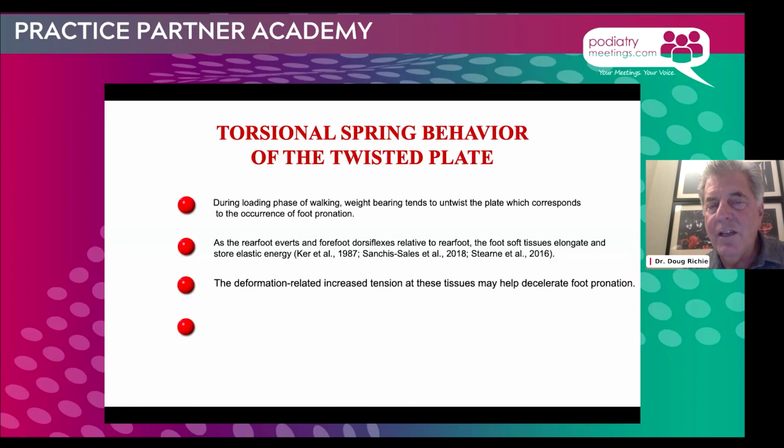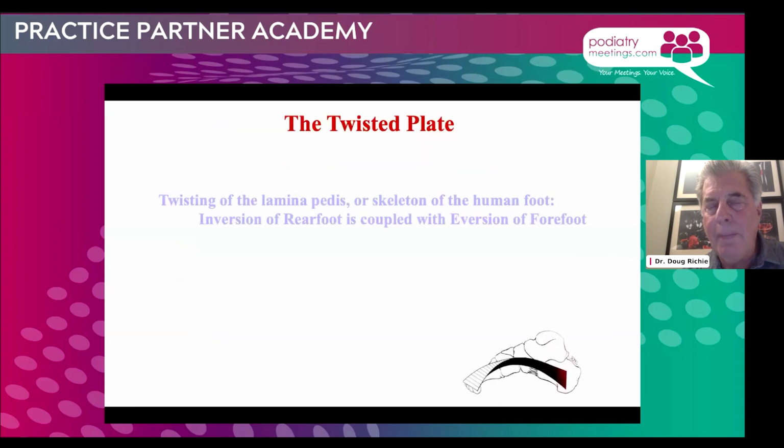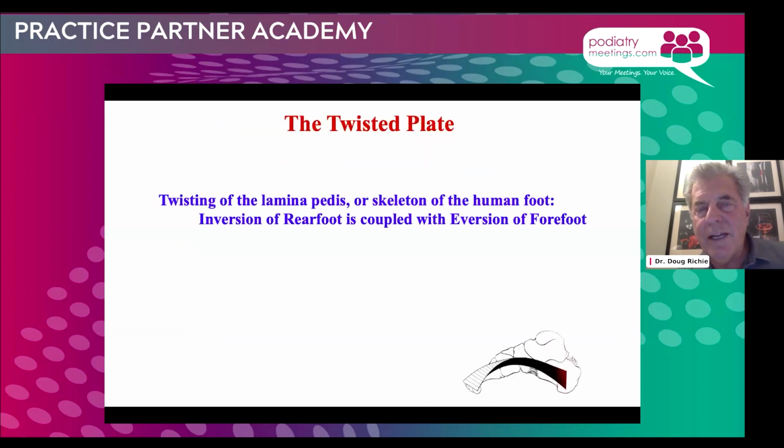The deformation, increased tension in these tissues, will later decelerate foot pronation and certainly aid in propulsion or push off of the foot, as energy is stored and then released during the final phase of gait. So this twisting mechanism of the human foot plate and the strain on ligaments, the storage of energy and release of energy, is really integral to how the foot functions mechanically for walking and running.